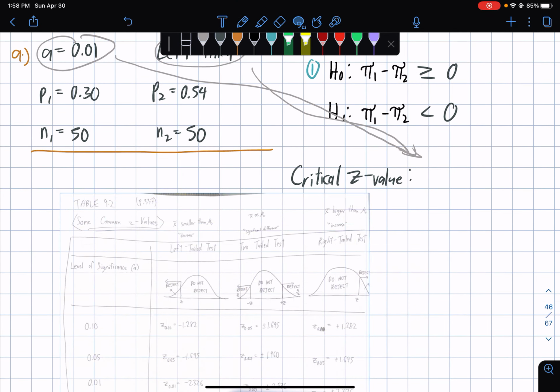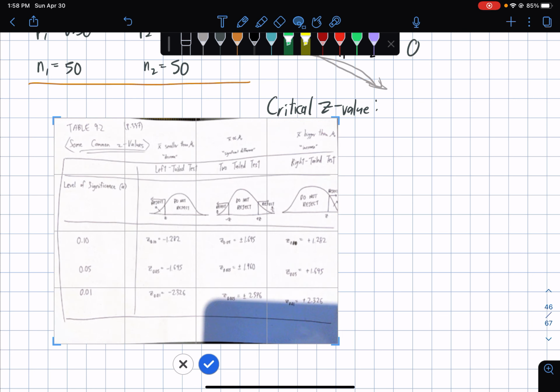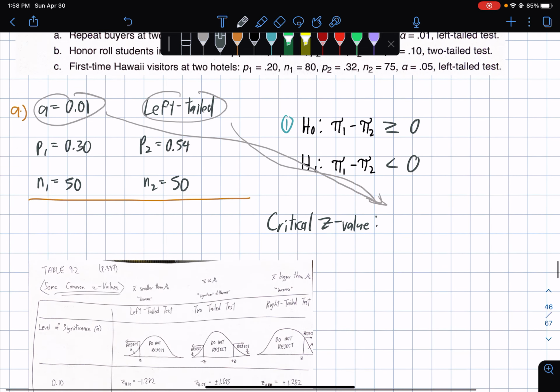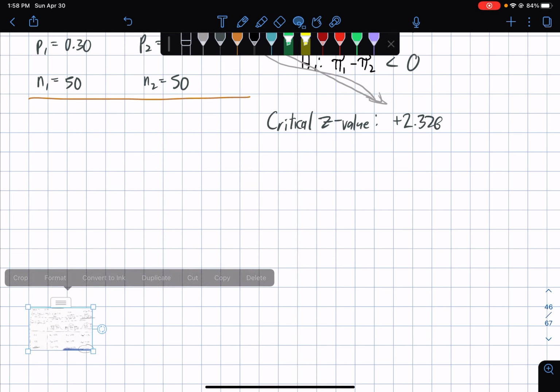Okay, so these are basically the common z tables, z values, and it's from the ebook itself. I just copied it using my own handwriting. So given that we have 0.01 and the fact that it's right-tailed, we get positive 2.326. Okay, more on that later.